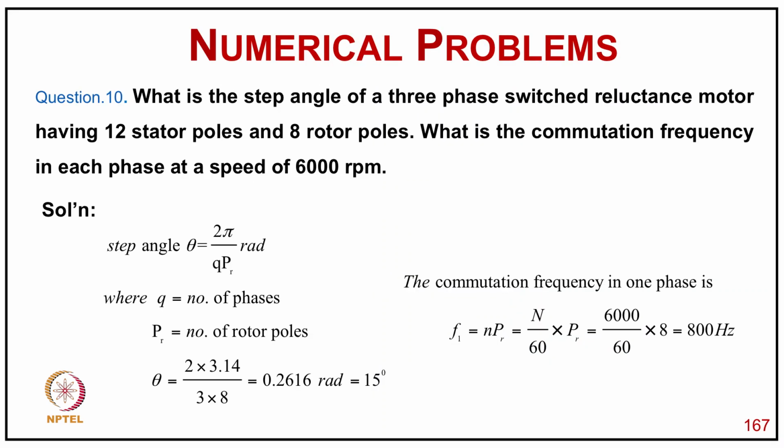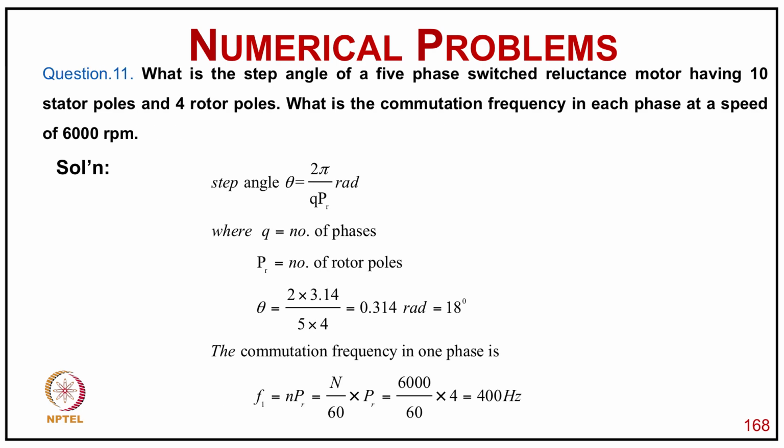Now coming to question 10: what is the step angle of a 3-phase reluctance motor having 12 stator poles and 8 rotor poles? What is the commutation frequency in each phase at a speed of 6000 rpm? Step angle is 2π/(Q × P_R) radian, where Q is the number of phases and P_R is the number of rotor poles. Putting in the values, θ comes to 15 degree. Commutation frequency in one phase is f1 = N × P_R, which comes to 800 Hz.